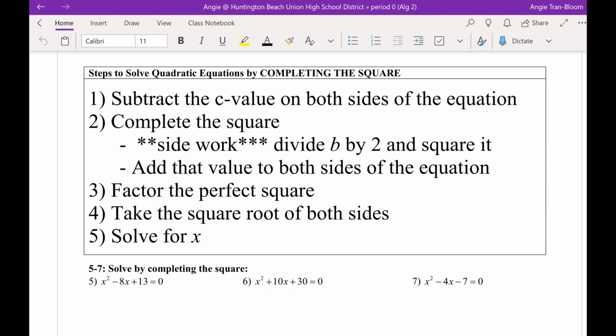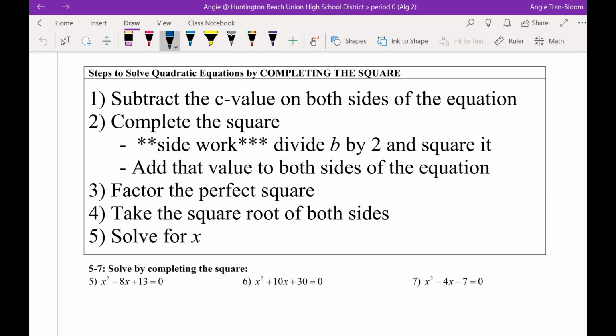So let me remind you guys about your quadratic equation. You're always going to have ax squared plus bx plus c equals 0. So if you're solving, it's going to be equaling to 0. Can you help me read number 1, please, Shaughnessy?